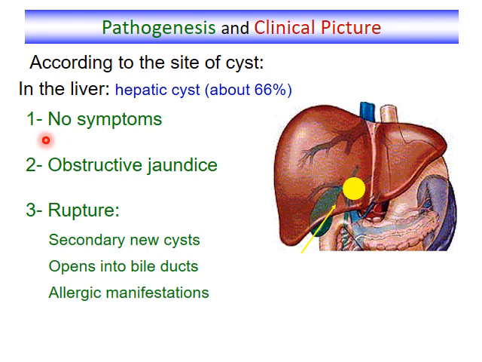Then after many years, there could be some symptoms from the pressure effect of these enlarging cysts, like palpable abdominal mass, hepatomegaly, abdominal tenderness, etc. This cyst might then also obstruct the biliary tract and might cause obstructive jaundice. Or this cyst might then rupture, forming secondary new cyst and allergic manifestation because of the hydatid fluid.